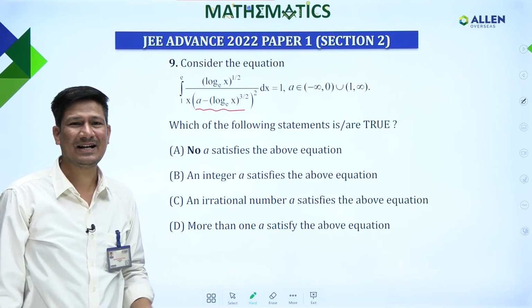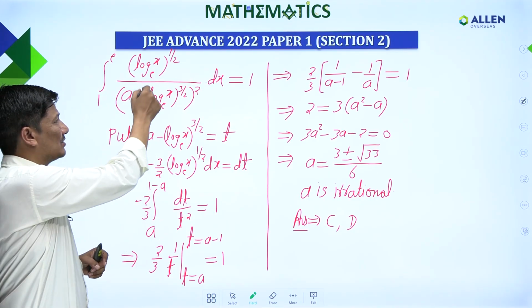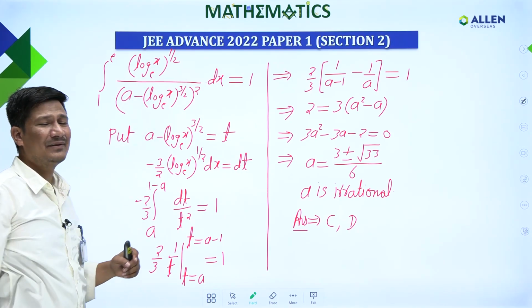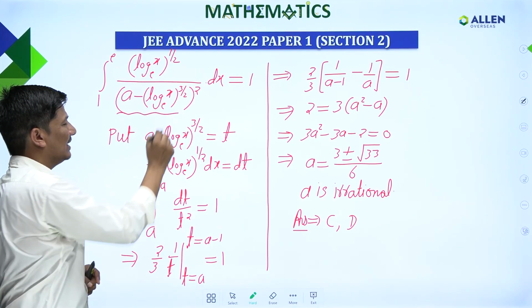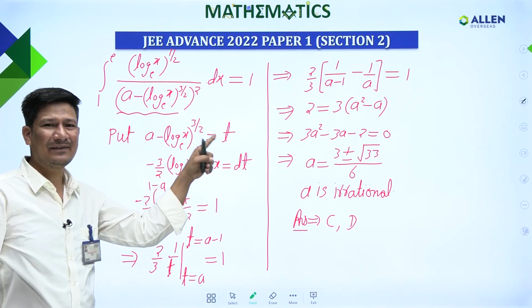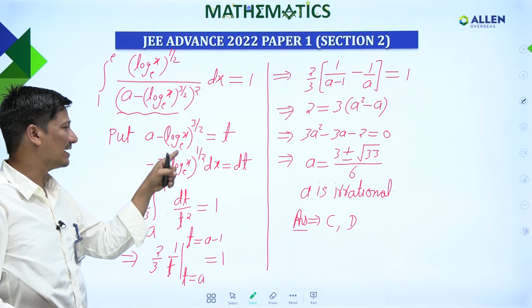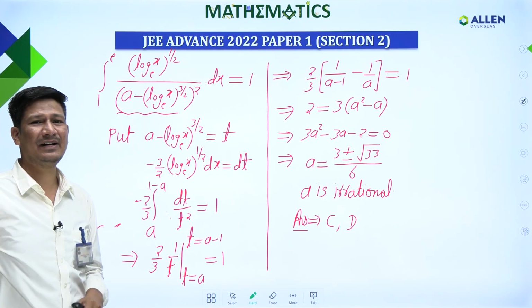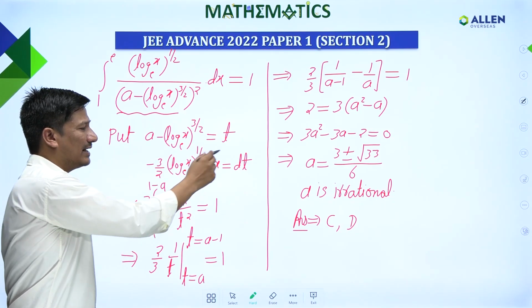Okay, so see guys, after that what I did? Yes, question was (log x to the base e) whole power 1 by 2, already I have discussed. Now let's assume this denominator quantity, this one, we assumed, let it be equal to t. So derivative of that one, derivative of a is 0, derivative of this minus (log x to the base e) whole power 3 by 2 is minus 3 by 2 (log x to the base e) whole power 1 by 2 dx equals dt.